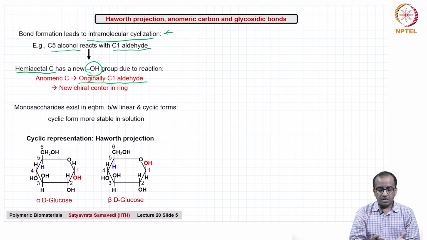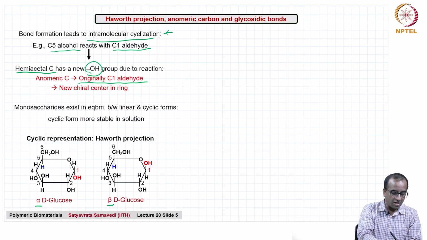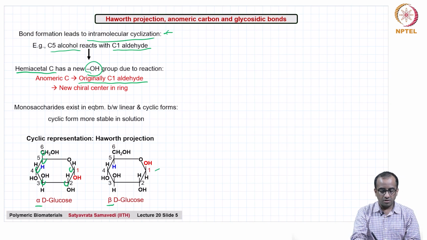And monosaccharides typically exist in equilibrium between the linear and the cyclic forms, and in solution you will almost always get the cyclic form, which is more stable. Now we have also added two new prefixes here, namely alpha and beta, and that is to represent the placement of the hydroxyl group on the anomeric carbon, namely carbon 1. So this is C1, this is C2, C3, C4, C5 and C6, and likewise on this ring as well.